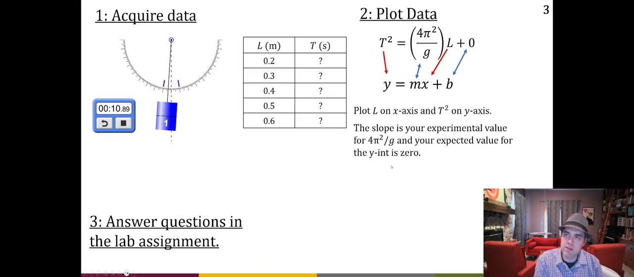So this lab is going to be 3 steps. We're going to be acquiring the data for different lengths. So we're going to acquire the period data for a number of different lengths here. And I'll show you that in a minute.